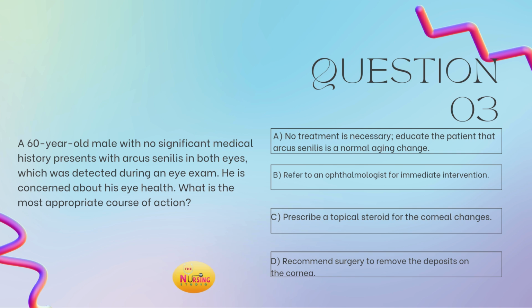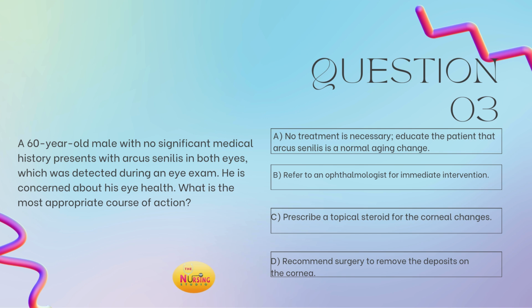And then lastly, question number three, a 60-year-old male with no significant medical history presents with arcus in both eyes, which was detected during an eye exam. He is concerned about his eye health. What is the most appropriate course of action? Is it A, no treatment is necessary, educate the patient that arcus is a normal aging change? B, refer to an ophthalmologist for immediate intervention? C, prescribe a topical steroid for the corneal changes? Or D, recommend surgery to remove the deposits on the cornea? Tell me what you got, you guys.